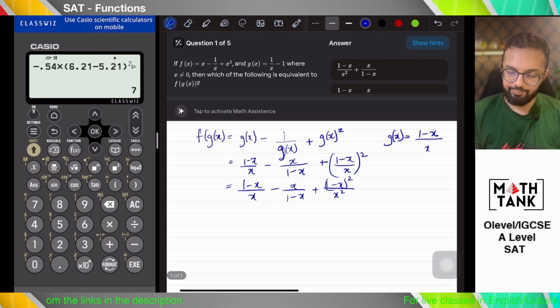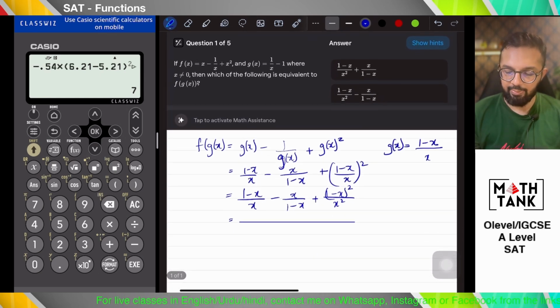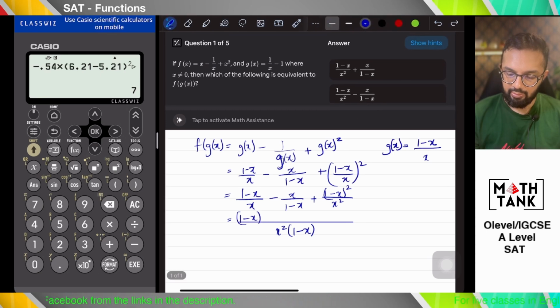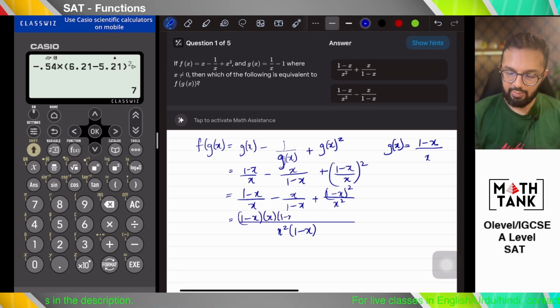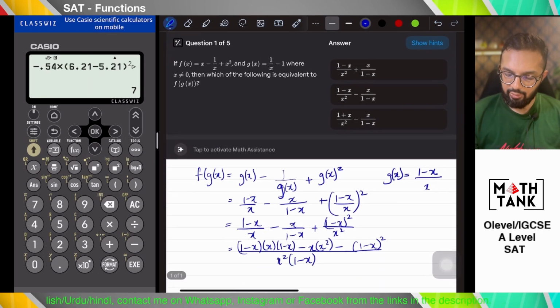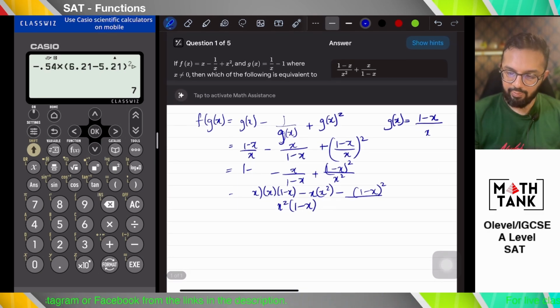Okay, then my LCM should be, although I see there's the, let's just do the LCM and then see. Okay, x squared into 1 minus x. That should be the LCM. So I multiply 1 minus x with x into 1 minus x. X into x squared minus 1 minus x squared. Okay, I think it would have been better if I just left out, okay, not from here.